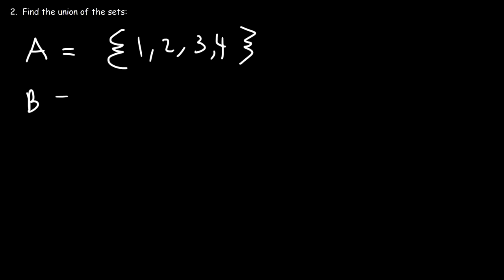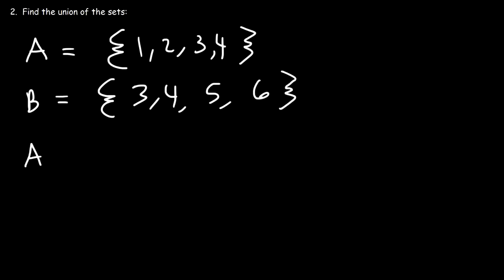Now let's focus on the second type of problem that we need to talk about, and that is to find the union of two sets. So let's say that set A contains the elements 1, 2, 3, and 4, and set B contains the elements 3, 4, 5, and 6. So what is the union of these two sets?